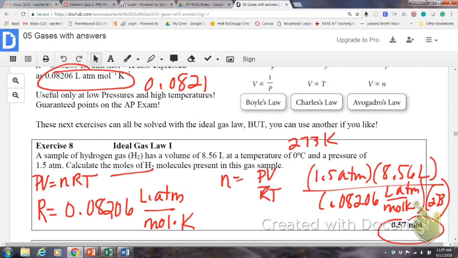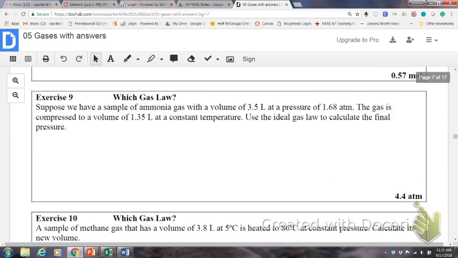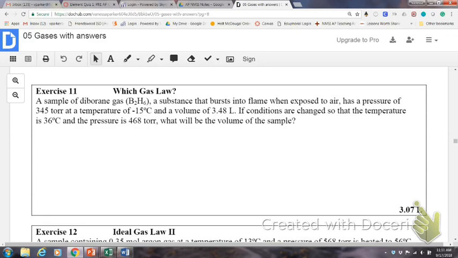0.57 moles. Okay? Here we go. All right, number 11. Which gas law would I use here? Which gas law would you use on exercise 11?